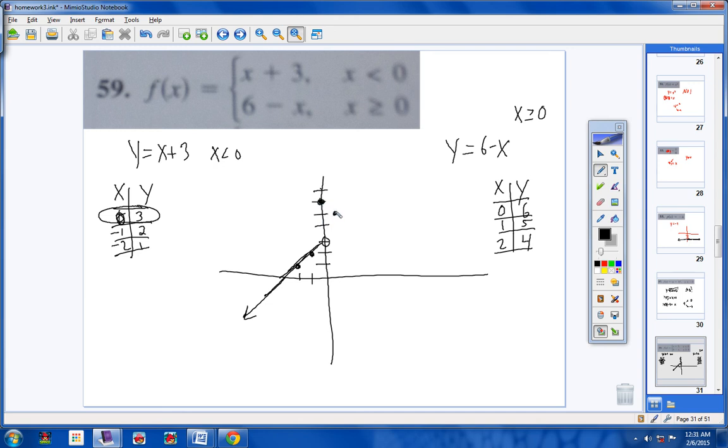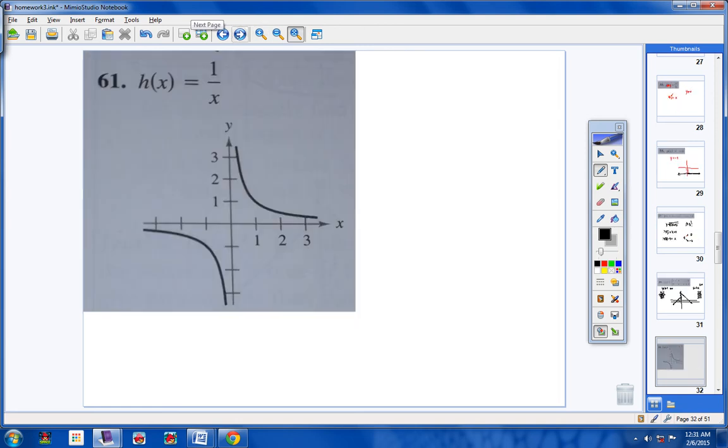1, 5. 2, 4. Always start with the first ordered pair and draw it from there, okay? There we go. Well, students, does the horizontal line test fail? Right here. If you draw a horizontal line there, it intersects the graph in more than one place. So no, 59 does not represent a function.